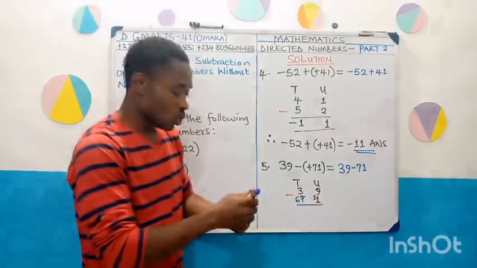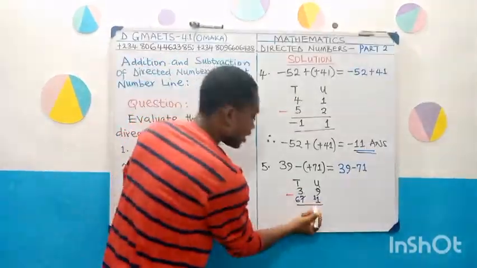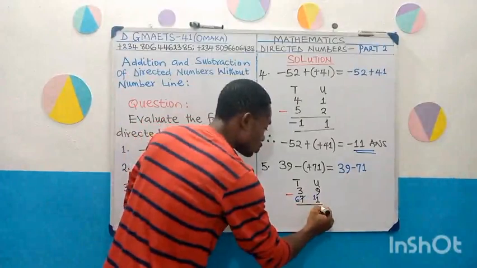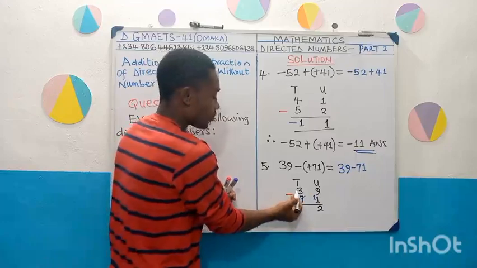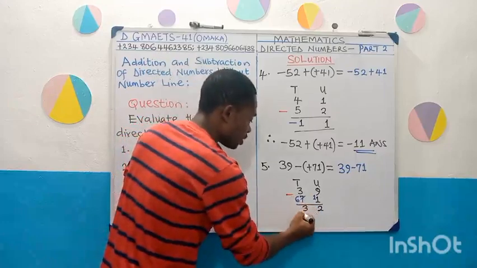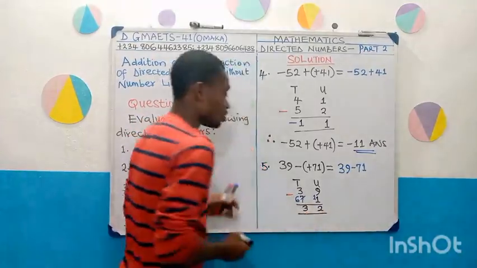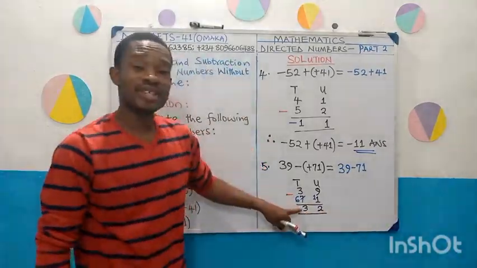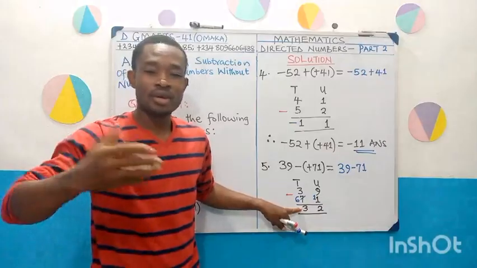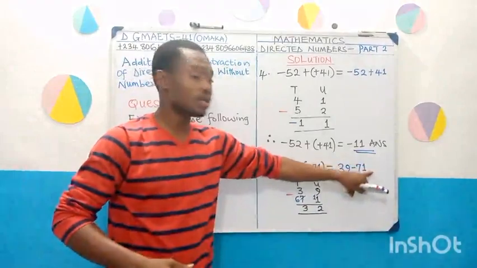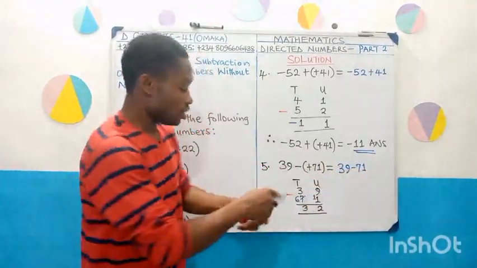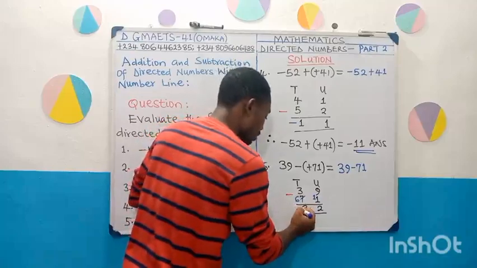11 minus 9 will give us 2. So this is 2. You come here, this is 6. 6 minus 3 would give us 3. So this is 32. But what will be the sign? Remember, the answer will always carry the sign of the bigger number. This is 71, and 71 has minus. So this will go with minus.